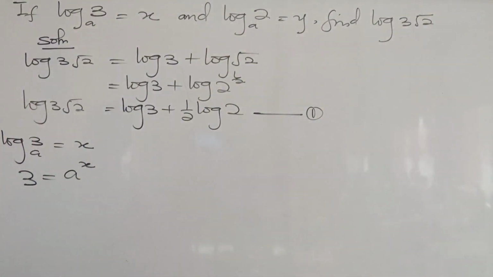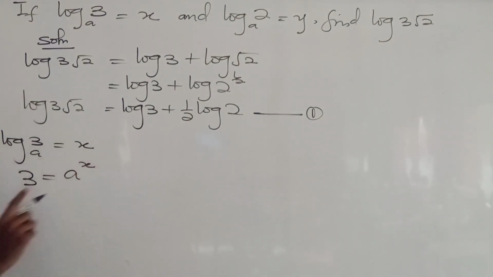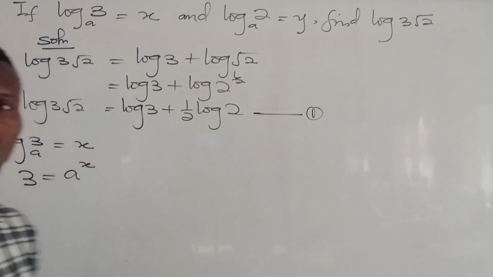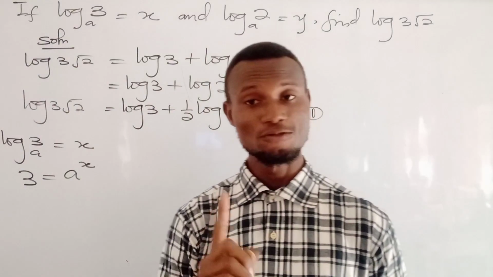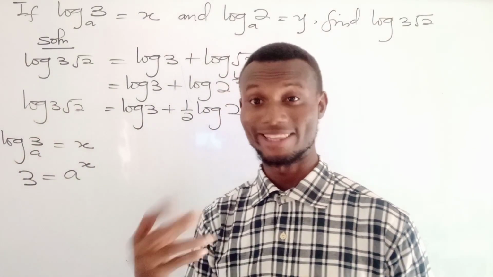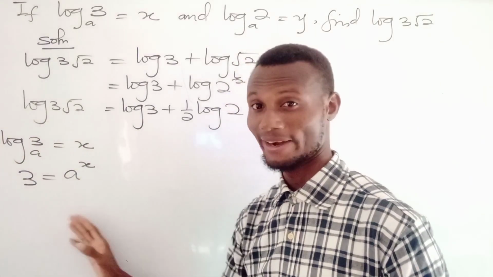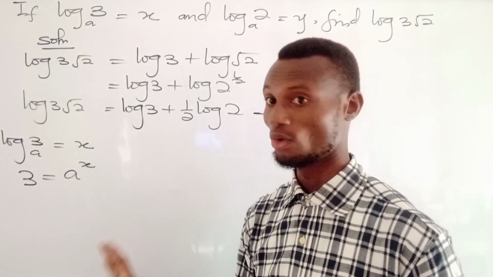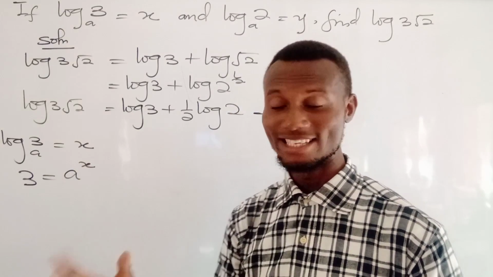Okay, so now we have 3 equals a to the power s. Now what we need to do is to take log of both sides. Don't forget that out of this equation we want to get log 3 from it. For us to get log 3 in this equation, we need to take log of both sides of the equation so that we can get the log 3.